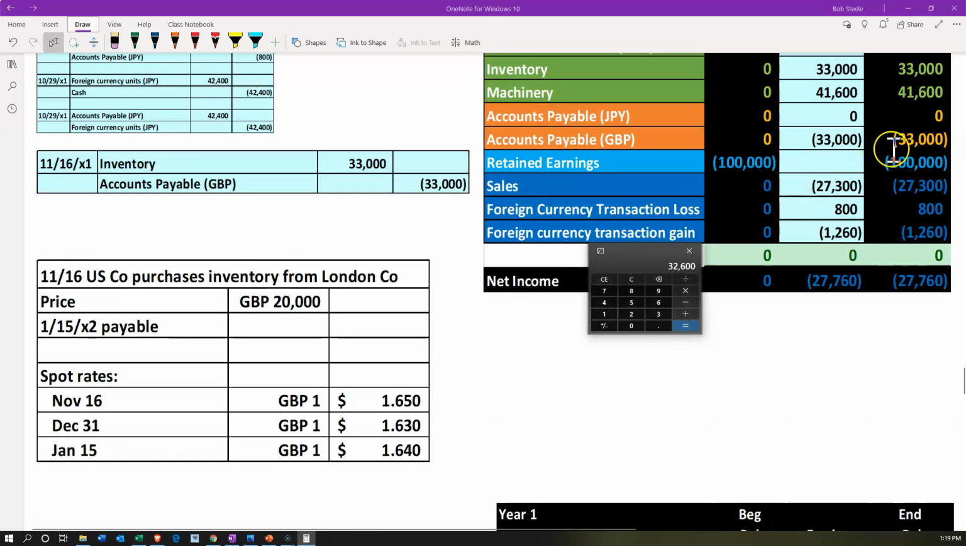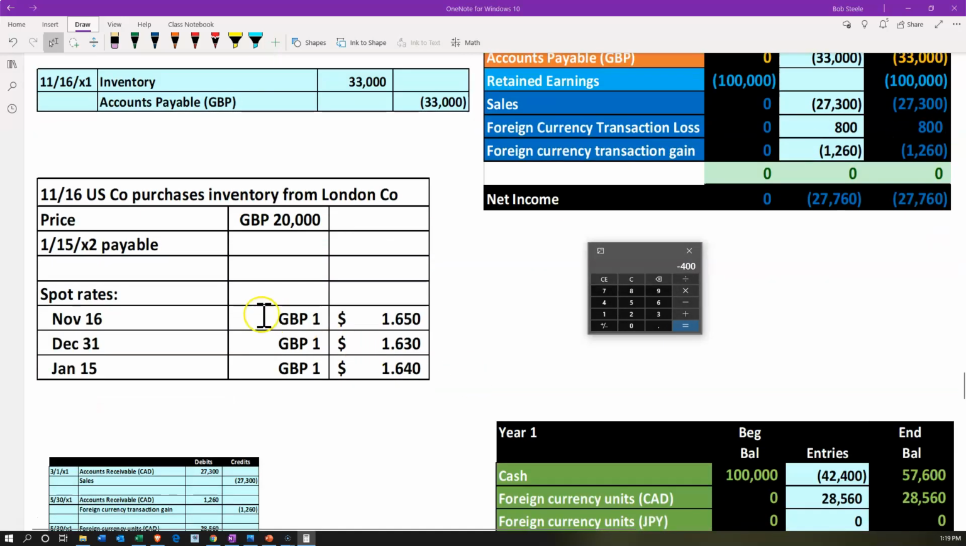We currently have on the books 33,000. So we're going to actually remove, that's going to decrease the payable. So I'm going to take this minus the 33,000. We're going to decrease it by $400, which is good. That's going to be basically a gain that we're going to record at this time.